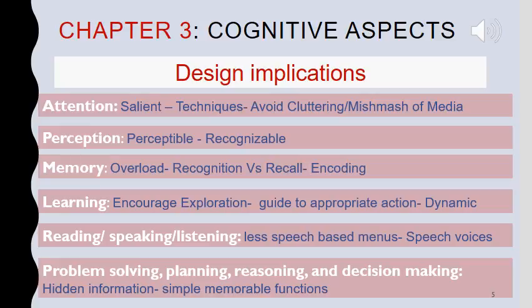As for attention, we have to make information salient when it needs attending to at a given stage of a task. We have to use techniques like animated graphics, color underlining, order of items, sequencing of different information, and spacing of items to achieve this. We have to avoid cluttering the interface with too much information. And for the perception, representations of information need to be designed to be perceptible and recognizable across different media. This involves icons, borders, and shadings, sound, speech, text, and others.